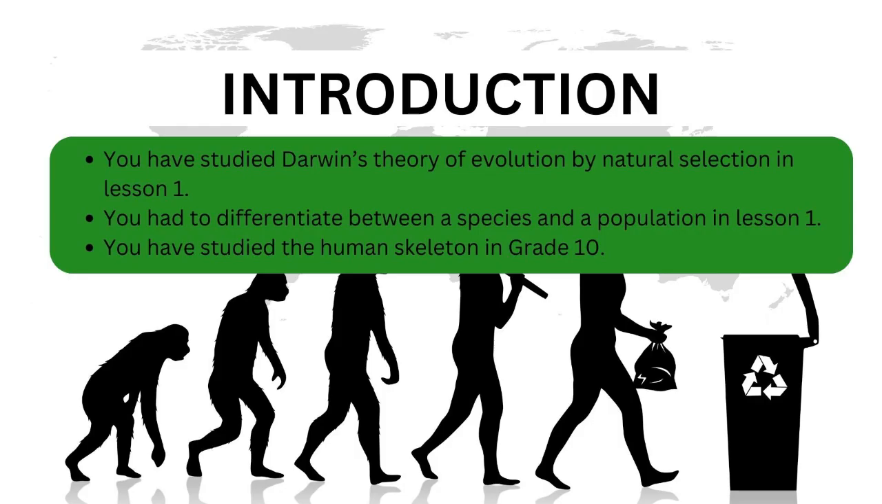Introduction. You have studied Darwin's theory of evolution by natural selection in Lesson 1. You had to differentiate between a species and a population in Lesson 1. You have studied the human skeleton in Grade 10.